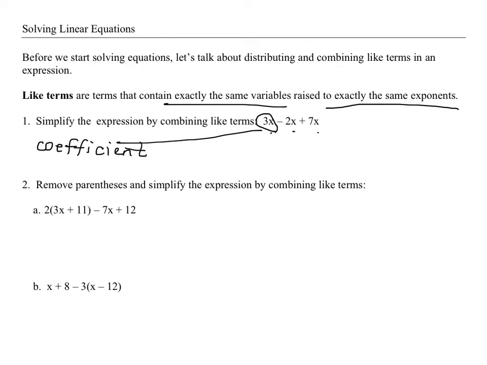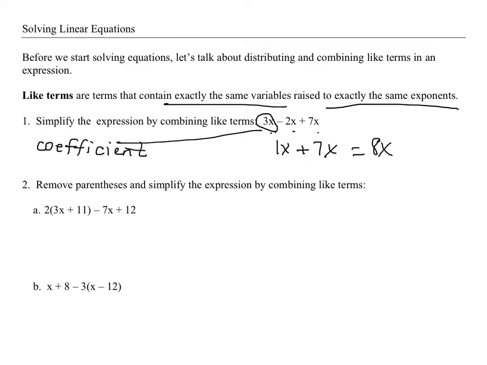So think about it as 3 pieces of paper with x written on it. Take away 2 pieces of paper with x written on it. You get 1 piece of paper with x written on it. And then we need to add 7 x's, 7 pieces of paper with x written on it. So we get 8x. Good? So that is our combined value here.